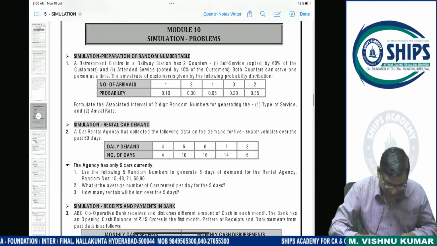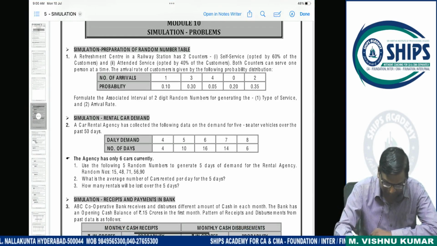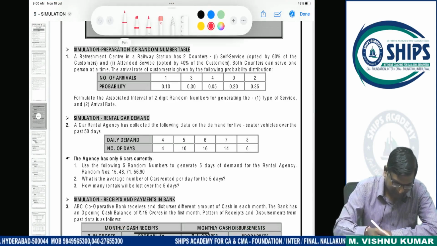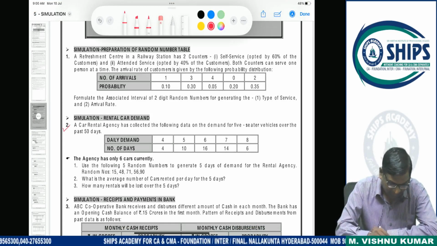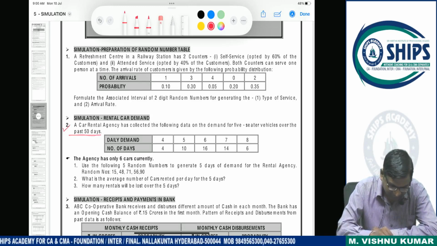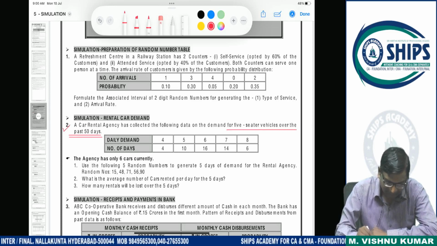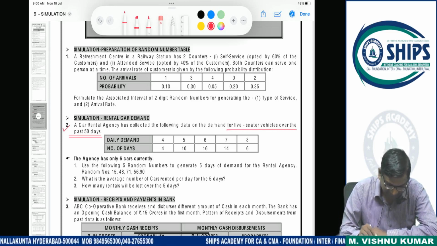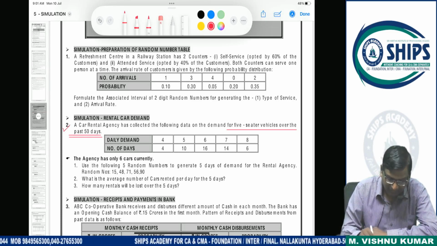Let's go, question number 2, I will start here. The first question is not very difficult, an easy question. A car rental agency has collected the following data on demand for a 5-seater vehicle over the past 50 days. So here your base is days, 50 days. So daily demand, number of days. In this question, probabilities are not given, so we have to calculate the probability.